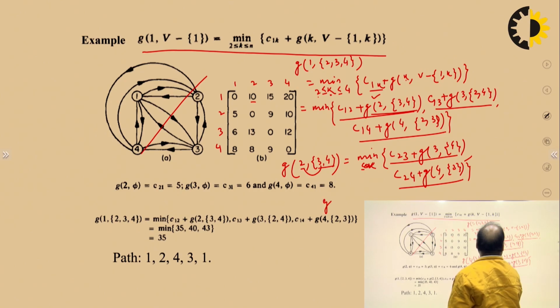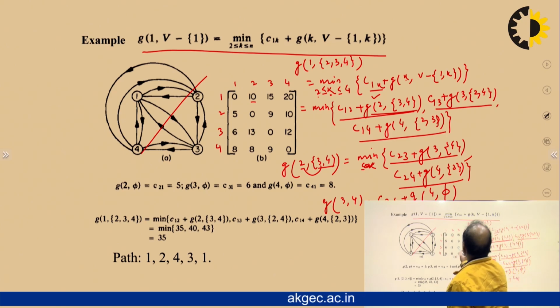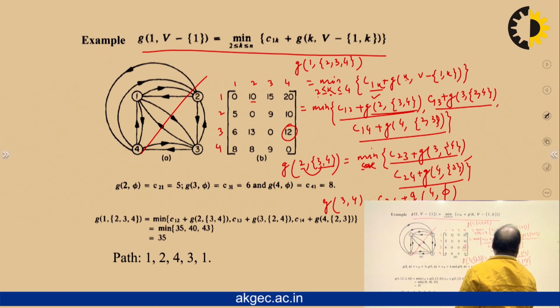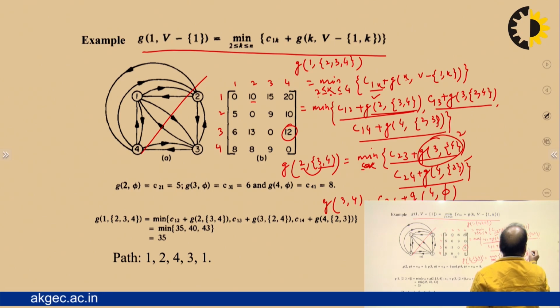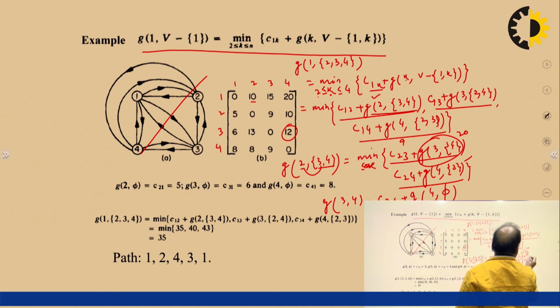So if you just go G34, C34 plus G4 comma 5, nothing is included. So C34 plus G4 5 is C41. Now G34 is going to be 12. So this is 12 plus 41 is 8, so this is going to be 20. So this guy 34 is getting 20. And 2 3 is 9, so this value is becoming 29.